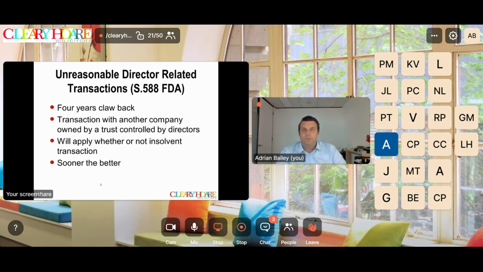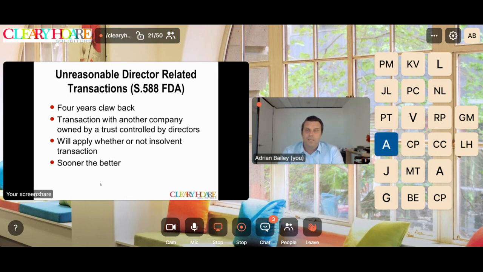The other one that I mentioned is Section 588 FDA, which is unreasonable director-related transactions. So this was introduced following the collapse of OneTel, for those that remember that debacle. And the reason that it was introduced was that shortly before the collapse, the directors of OneTel decided to pay themselves a very large bonus.